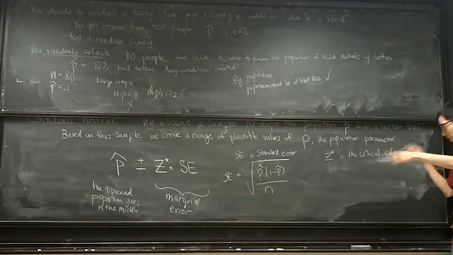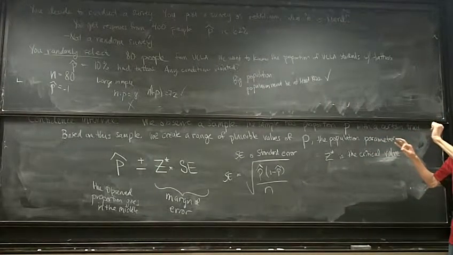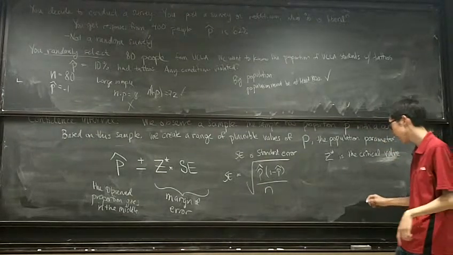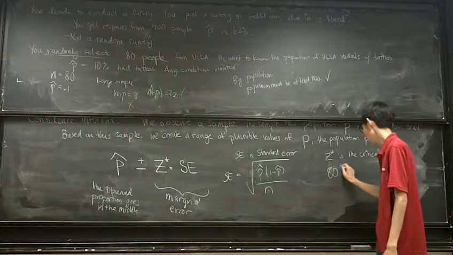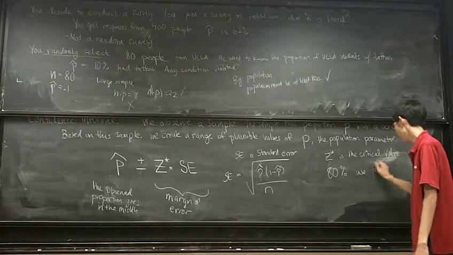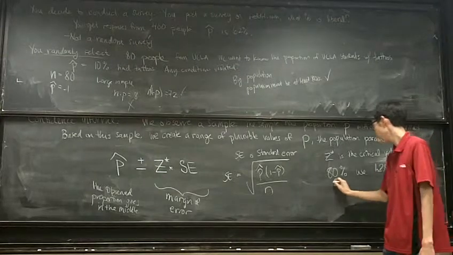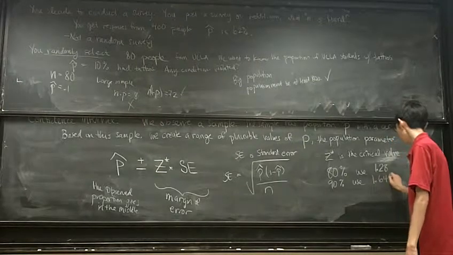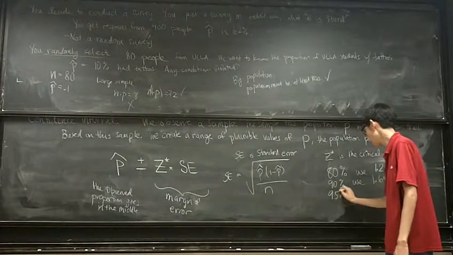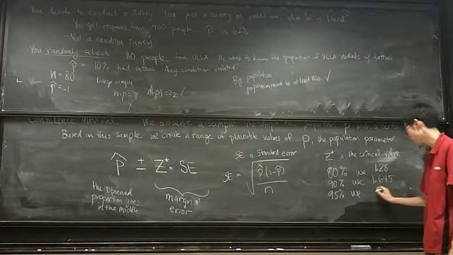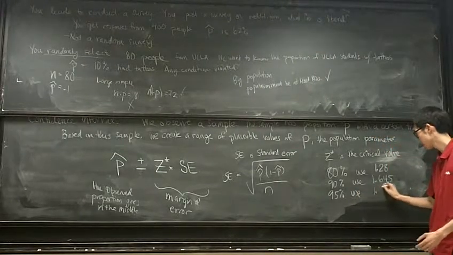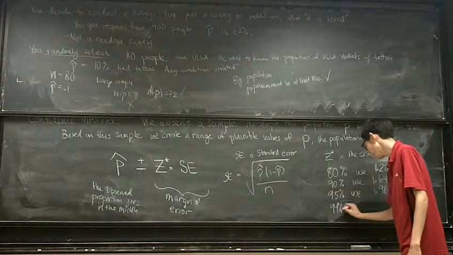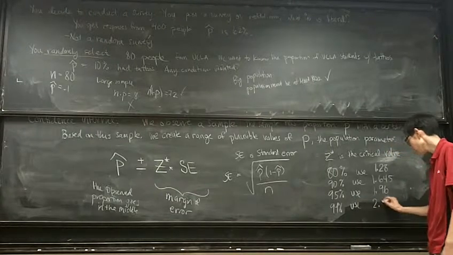So z star is a critical value, so based on how confident you want to be, you just make your range wider or smaller. The numbers we're going to use: for 80%, use 1.28 for z star. For 90%, use 1.645. For 95%, that's like the standard, use 1.96. These are critical values. And if you want to be 99%, use 2.58.